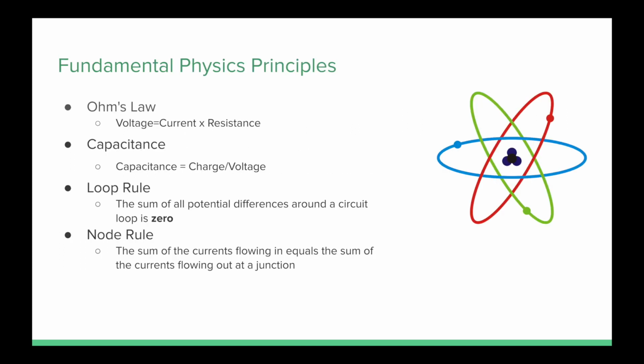The main physics principles used in Lab 4 include Ohm's law, which states that voltage equals current times resistance, capacitance, which is equal to charge over voltage, the loop rule, which states that the sum of all potential differences around a circuit loop equals zero, as well as the node rule, which states that the sum of the currents flowing into a junction equals the sum of the currents flowing out.